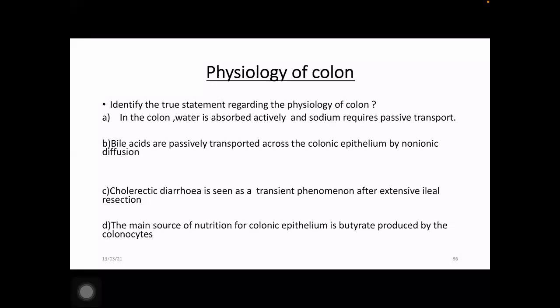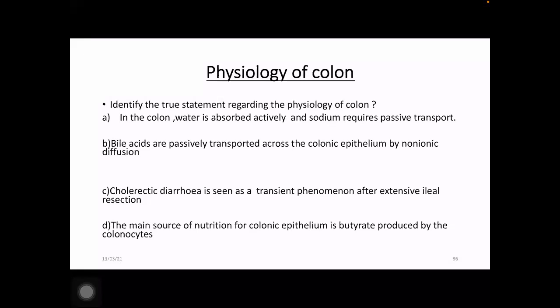We'll see the other option. Colorectal diarrhea is seen as a transient phenomenon after extensive ileal resection. What is this colorectal diarrhea? It means the presence of bile acids will exert an osmotic effect on the colon. Normally most of the bile acids get reabsorbed in the terminal ileum and go back to the liver. A little amount of bile acid escapes into the colon from the terminal ileum, and there it deconjugates and again gets absorbed back into the circulation, completing the enterohepatic circulation.